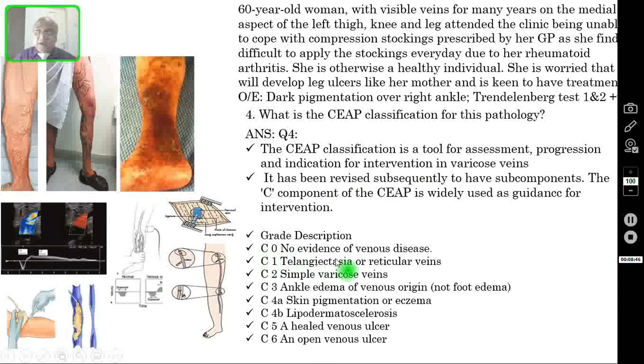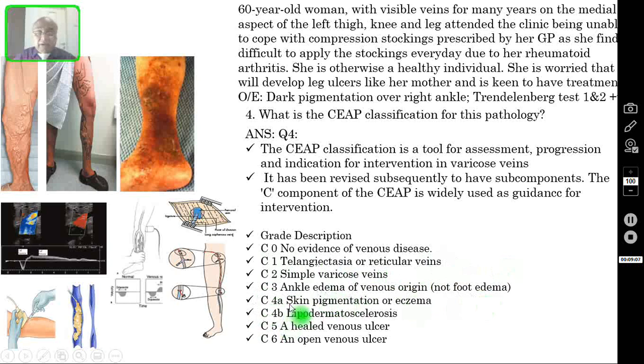C0 means no evidence of venous disease. C1 is telangiectasia or reticular veins. This is confined to only the skin. C2 is simple varicose veins. C3 is ankle edema of venous origin, not foot edema. The edema is only in the ankle.